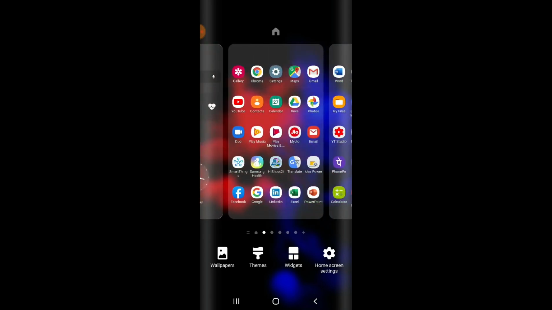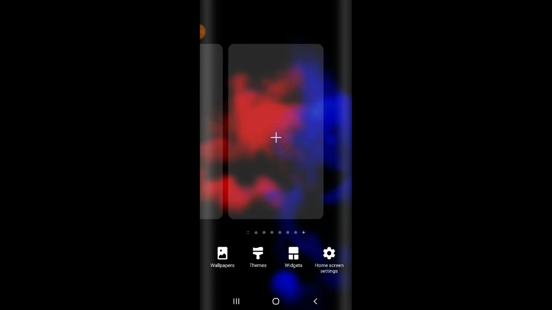Let's talk about the topic. As we know, Samsung One UI offers us a lot of features which we do not know. We are telling all features step by step. Please pay attention.